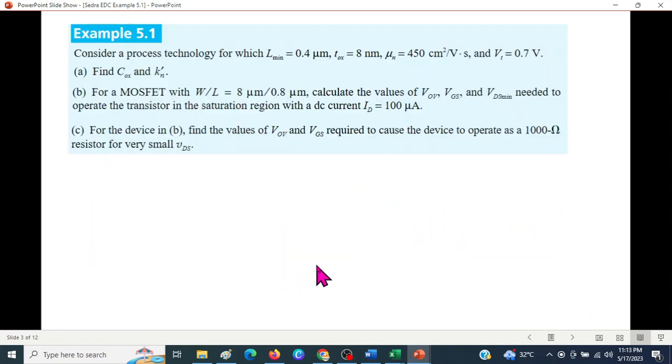Now let's come to the question. Consider a process technology for which the dimensions are given, and we have to find these three parts, part A, B, and C. So we'll deal with them one at a time. First of all, the first part, TOX and K-N. While we are solving, I'll also try to discuss some of the theory part of it.